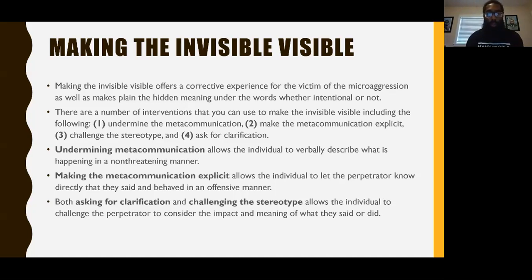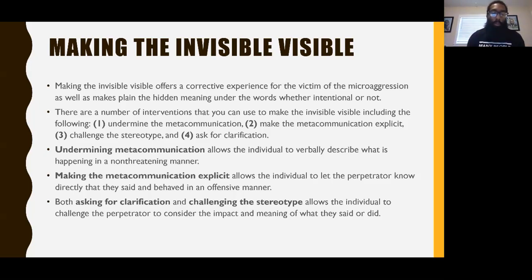And so, under making the invisible visible, this offers a corrective experience for the victim of the microaggression, as well as makes plain the subtext underneath the words, whether or not the person was meaning to do or to say those things. There are four different interventions that you can utilize underneath this particular intervention concept. You can undermine the meta communication. You can make the meta communication more explicit. You can challenge the stereotype, but you can also ask for clarification.